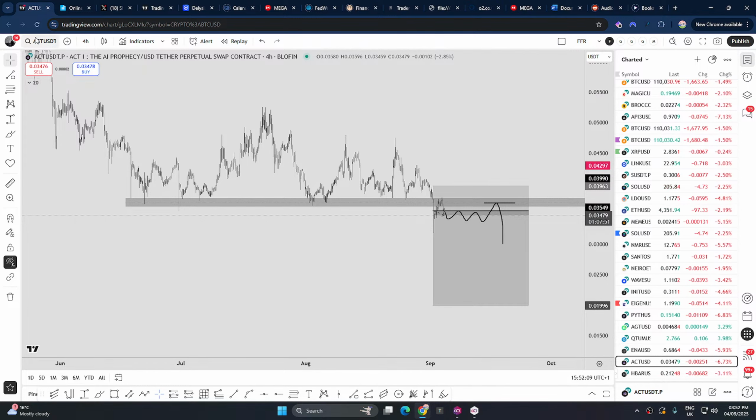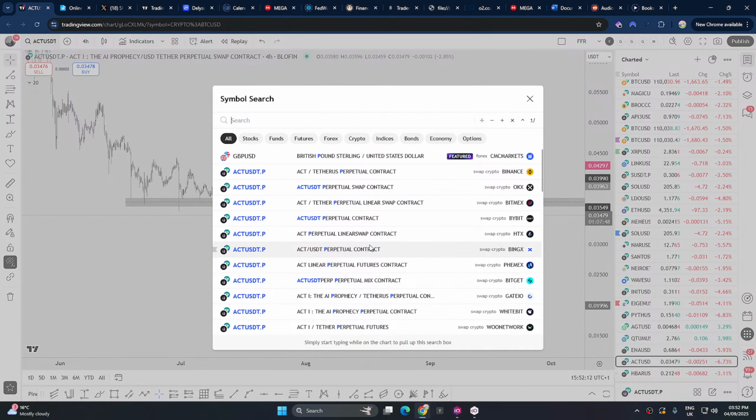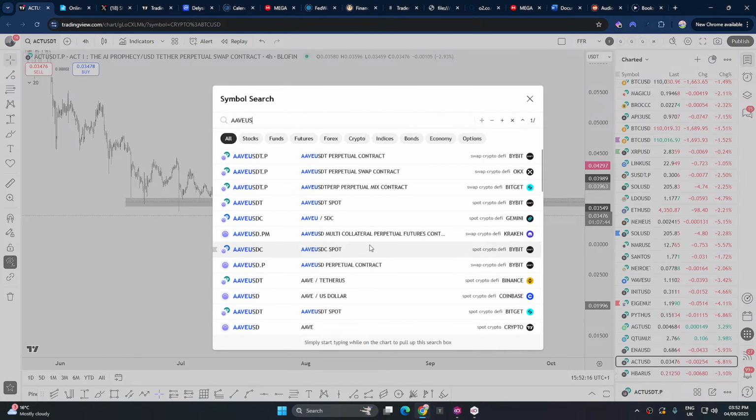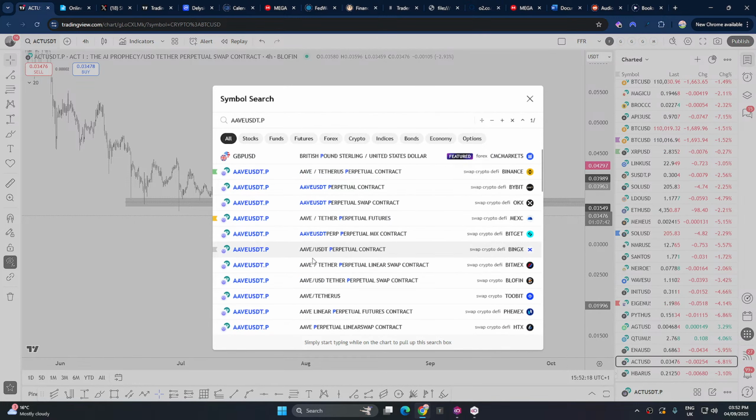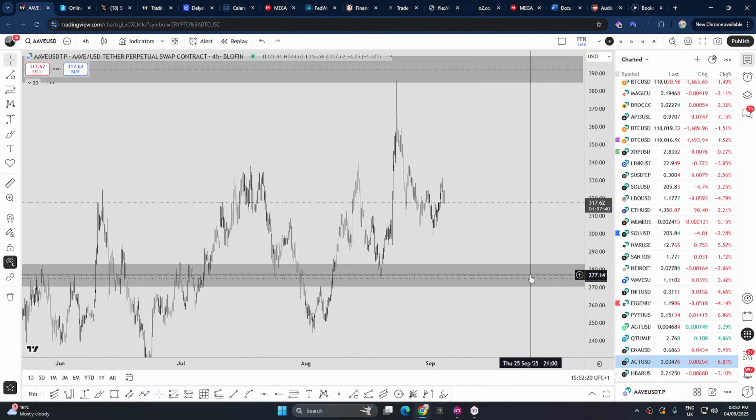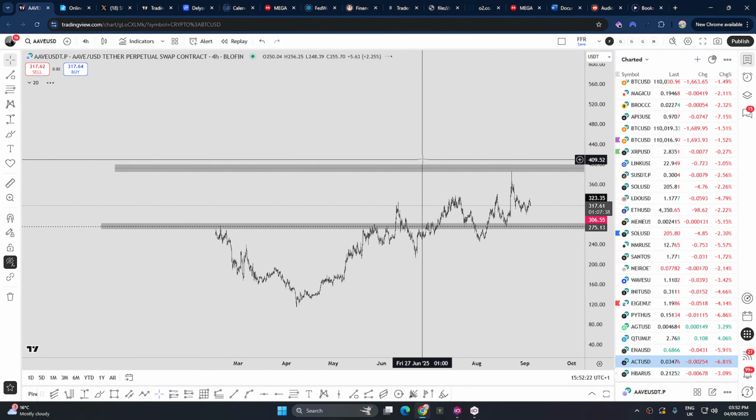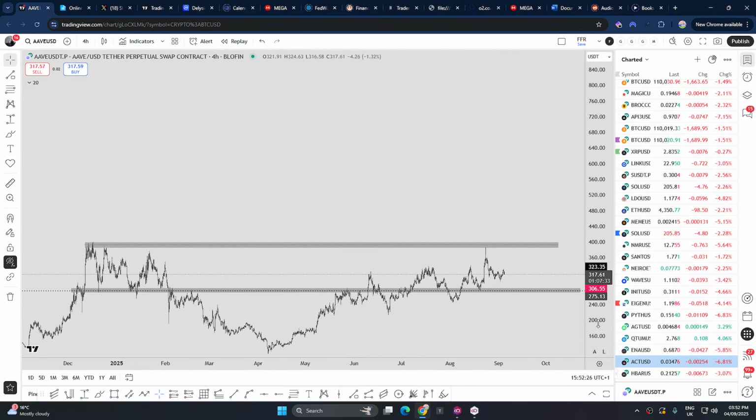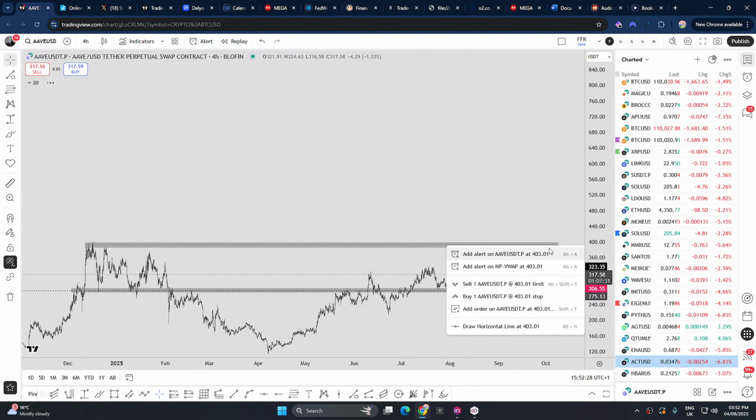Thoughts on AVE? I've never figured out how to pronounce this coin. Is it Ave or is it Ave? I've seen people usually pronounce it as Ave. Yeah, no trade for me on this one unless it reclaims this level.